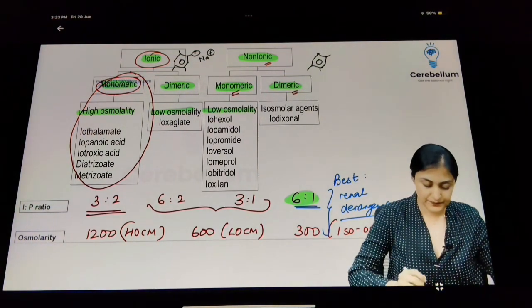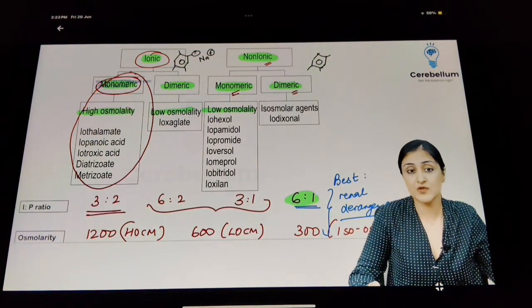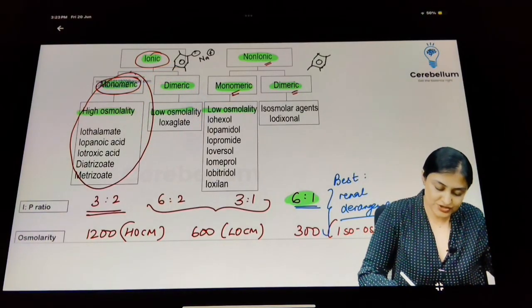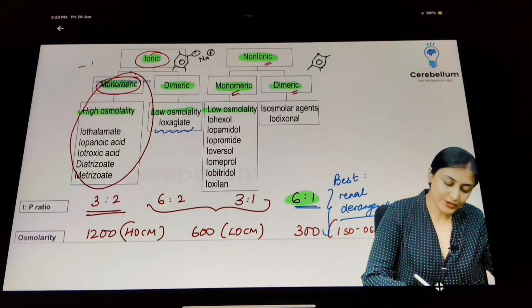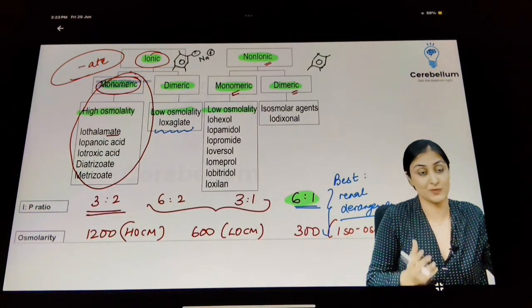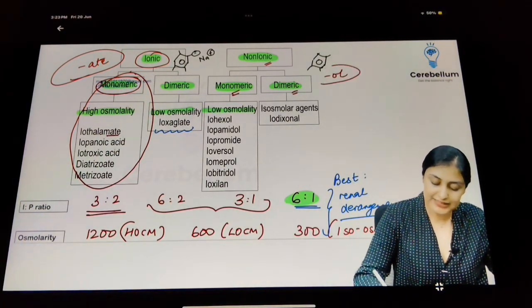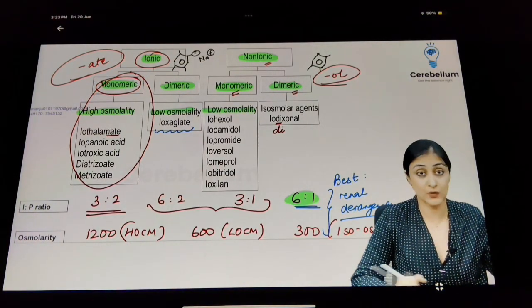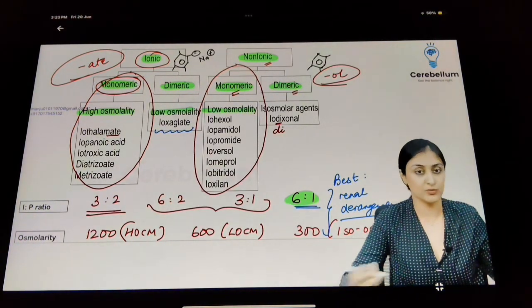Now how to remember the names? Anytime you have too much to remember, my rule in life is to see the shorter list and remember that. Same we'll do here. There is only one ionic dimer, which is ioxaglate. Something common to all ionic agents is the name will end with 'ate'. So this is ioxaglate. Any other 'ate' is going to be a monomer. Similarly, non-ionic, the name will end with 'ol'. Iodixanol, the name itself tells you it's a dimer. So iodixanol is my non-ionic dimer. Anything else is my non-ionic monomer. You don't have to say.